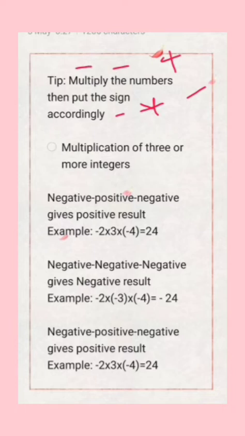The first is, if the negative sign repeats an odd number of times, then your answer will be negative. If your negative sign repeats an odd number of times, then your answer will be negative. It means, look at this example. Here -2, -3, -4.